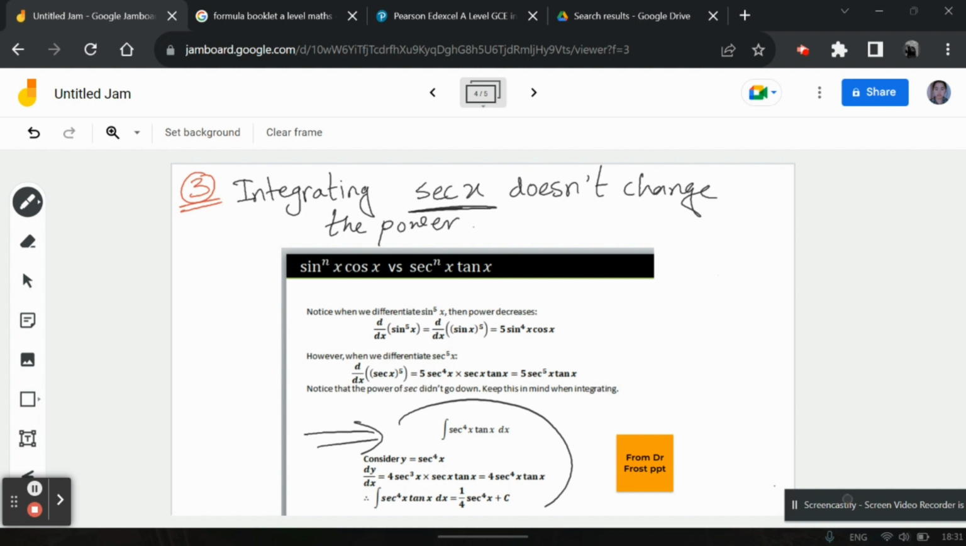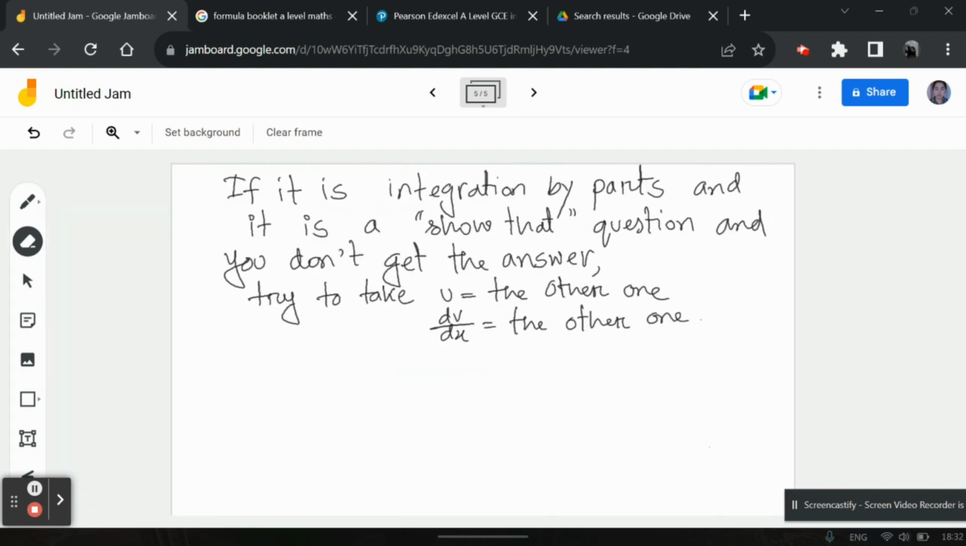So look, we have sec to the power of 4 here. Then in the answer also we have sec to the power of 4. So when you do integration, if you have sec x and you have a power and you get the same power in the answer, there is nothing to worry about. Let's go to number 5, I mean number 4.